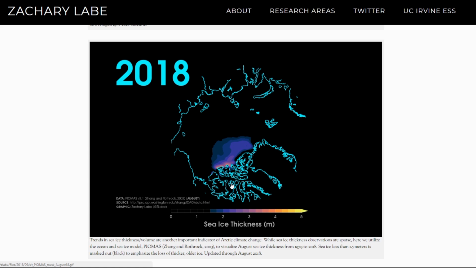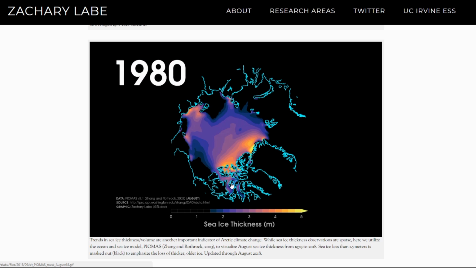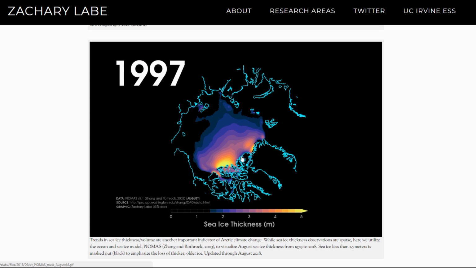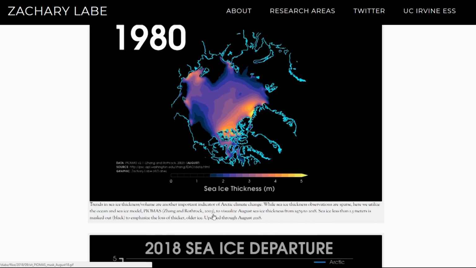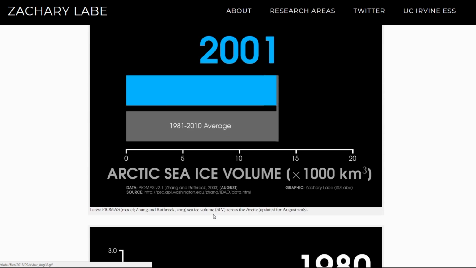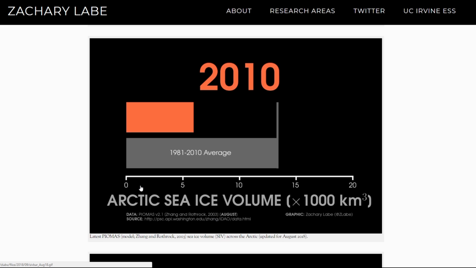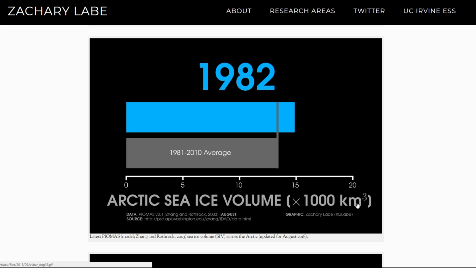So I'll just show you this one more time here. As you can see, 1980, lots of ice thickness, lots of ice cover, and as we move towards the 2000s, it's less and less, to right now where it's barely even any ice thickness at all. So scary stuff. Here's another slide, so this is the Arctic sea ice volume times 1,000 kilometers cubed.